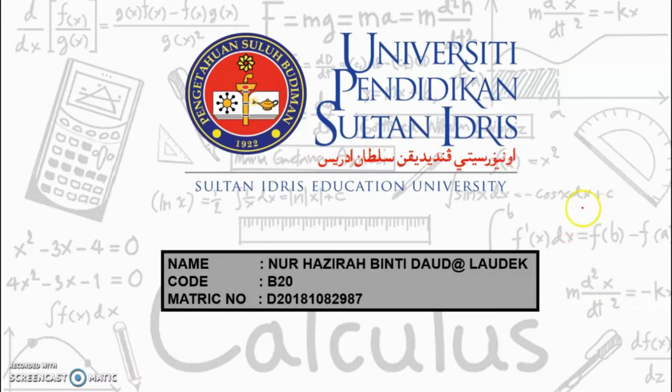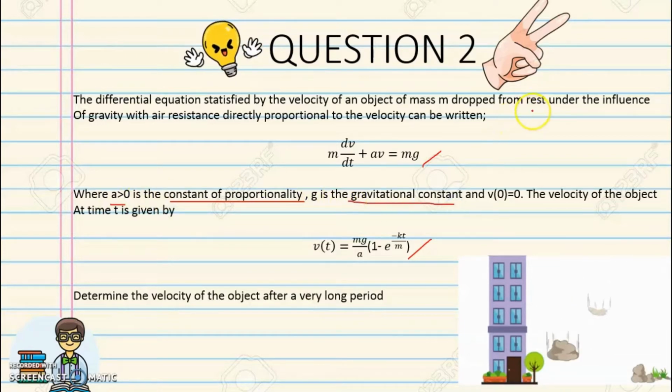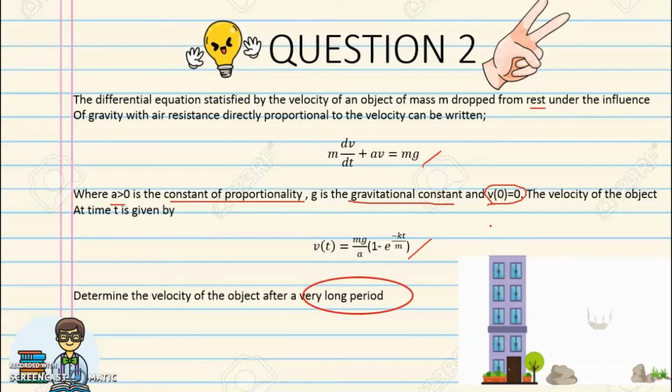So today I would like to present question number 2, where there are two equations here, and A stands for the constant of proportionality, G is the gravitational constant, and when the object is at rest, the velocity is equal to 0. This question asks us to determine the velocity of the object after a very long period.